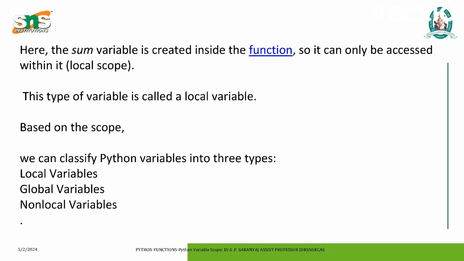And the message variable is local to the greet function. It is only accessed within the function. That's why we get an error when we try to access it outside the greet function. To fix the issue, we can make the variable named message global.